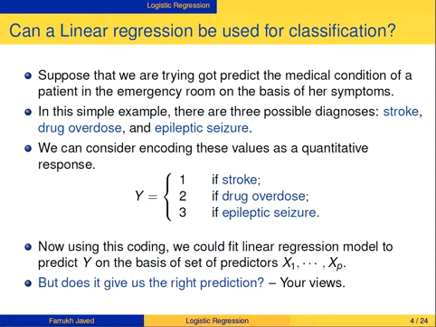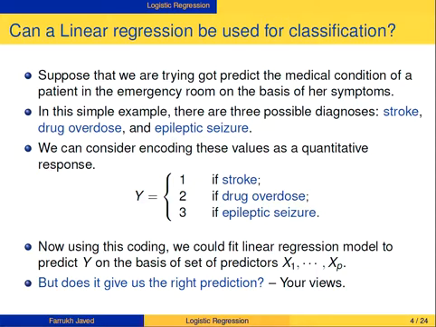One option that comes to mind is, why not use encoding? Why not use some kind of numerical codes for those qualitative categories, and run a simple linear regression, right? So say y equals 1 if the patient is diagnosed with stroke, 2 if the patient is diagnosed with a drug overdose, and 3 if the patient is diagnosed with epileptic seizure. Using this coding, we can fit a linear regression model because now we have all the values in numbers. And then we can use that model to predict y on the set of predictors, right?